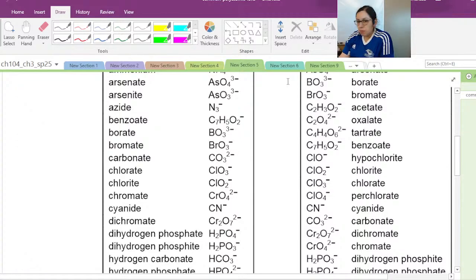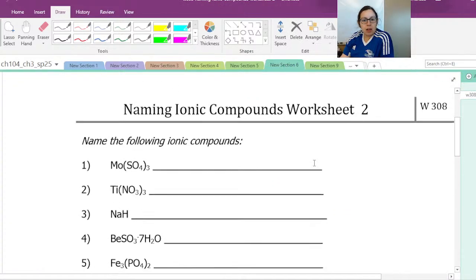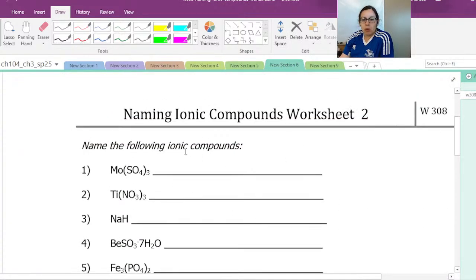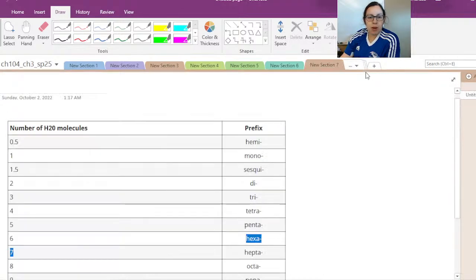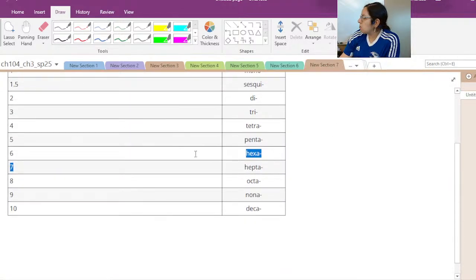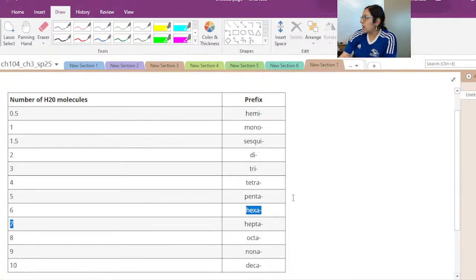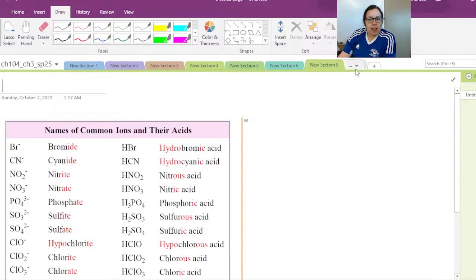But yeah, probably a good place to stop. So we'll do some more practice on Wednesday then. So just trying to hone this in, going over some practice problems. And then we'll look at a few other funny naming things, like our aqua complexes and acids. So we'll finish that up on Wednesday.